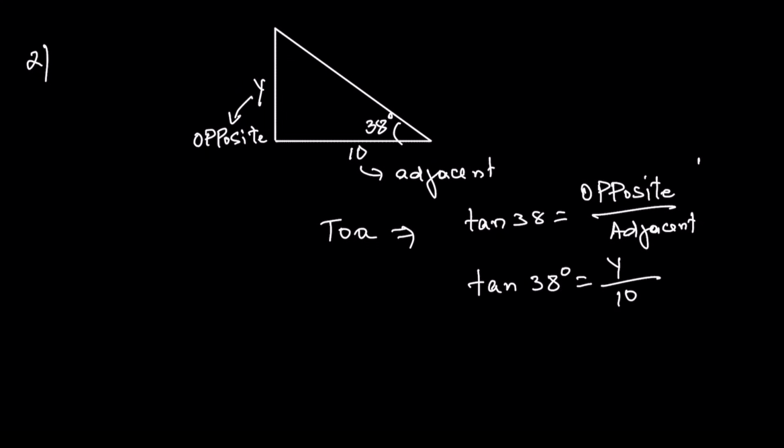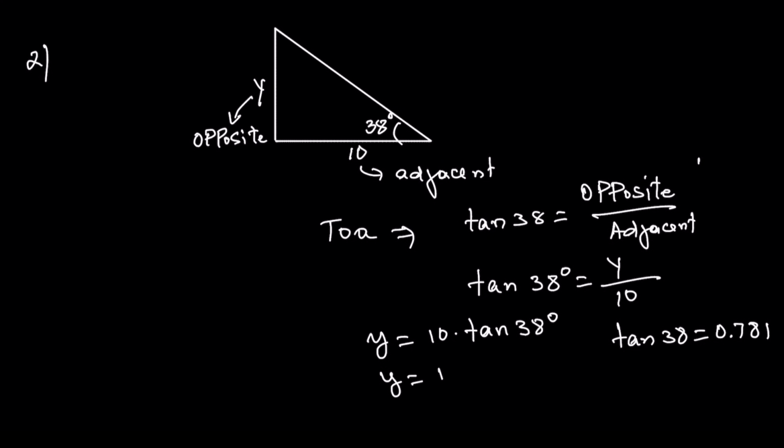Multiply both sides by 10. Y equals 10 times tangent of 38. Using the calculator, tangent 38 equals approximately 0.781. Y equals 10 times 0.781. Y equals 7.81 units.